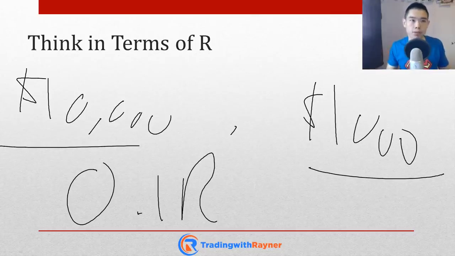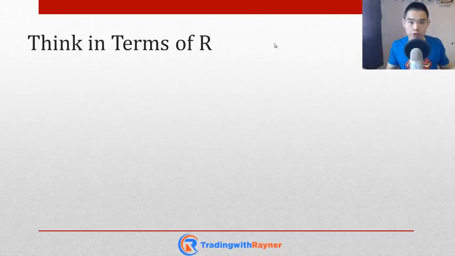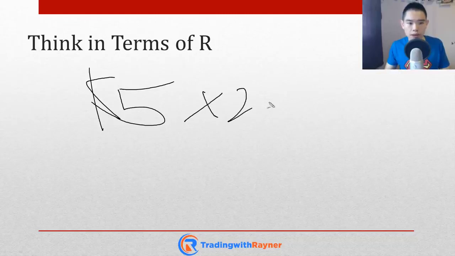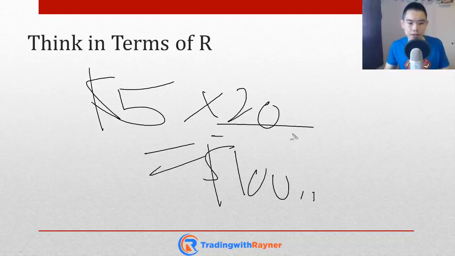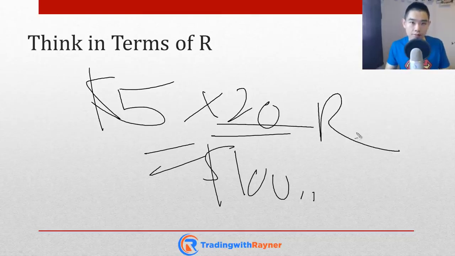Because let's say, for example, you have a $500 trading account, and you do 20R on that account, risking 1%. What this means is that 1% of $500 is $5. 20R, so you multiply by 20, you make a gain of $100. Doesn't seem like much, but this is a gain of 20R.